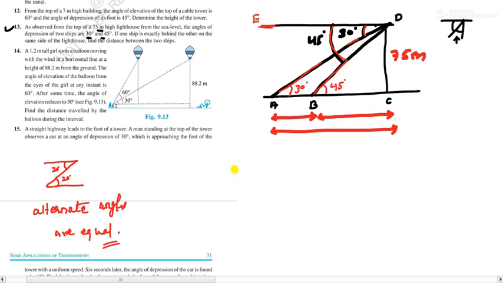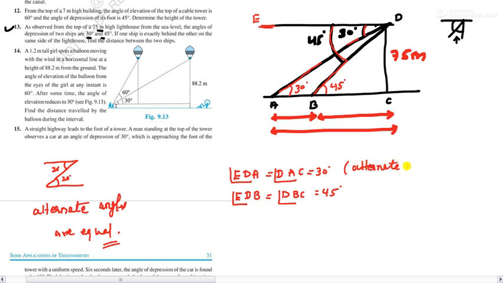How can you write? See, angle EDA will be equal to angle DAC, which is 30 degrees. Second, angle EDB is equal to DBC, which is 45. This is a very important point. You have to write this in your exam after writing the figure. And the reason is alternate angles. You can write alternate angles. Got it?